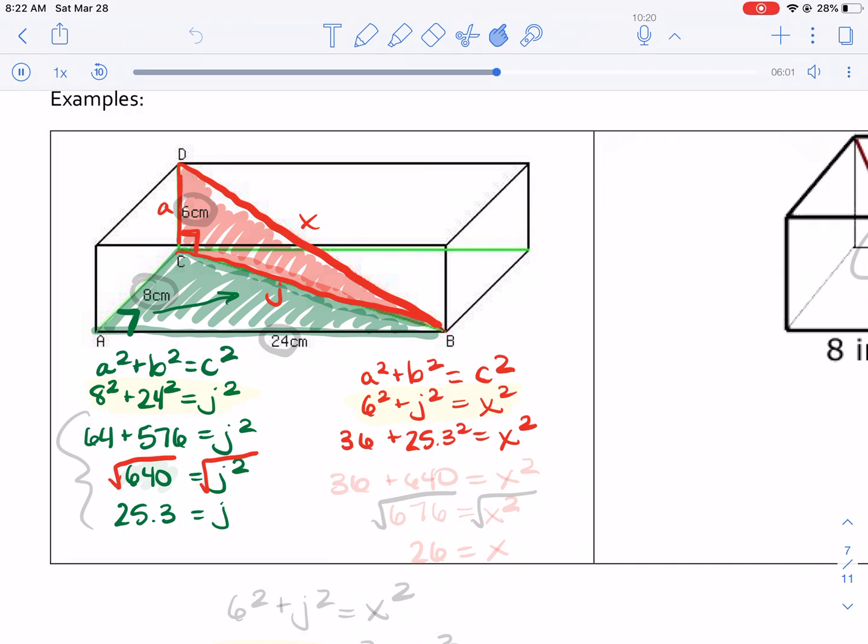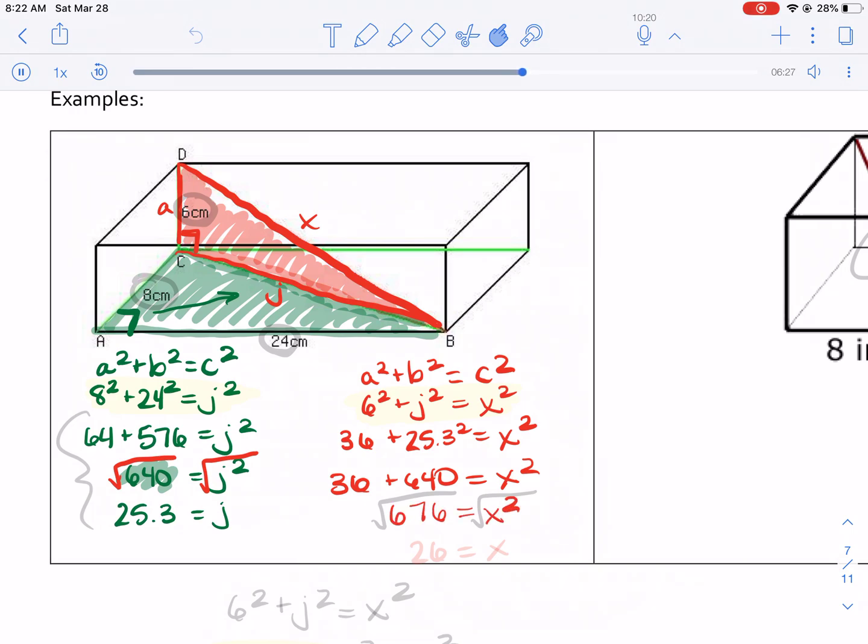25.3 times 25.3, I get 640.09. Wait a minute. It was this one right here, wasn't it? So we're going to put that as 640. And then 640 plus 36 is 676.